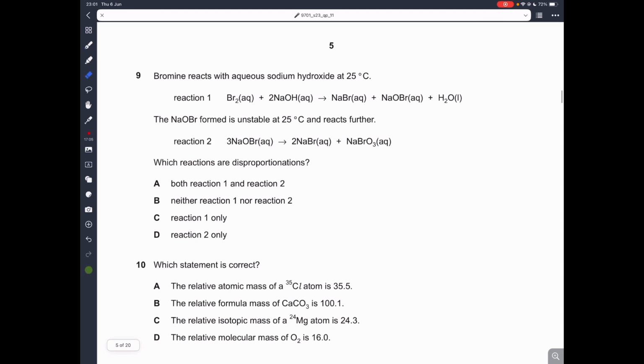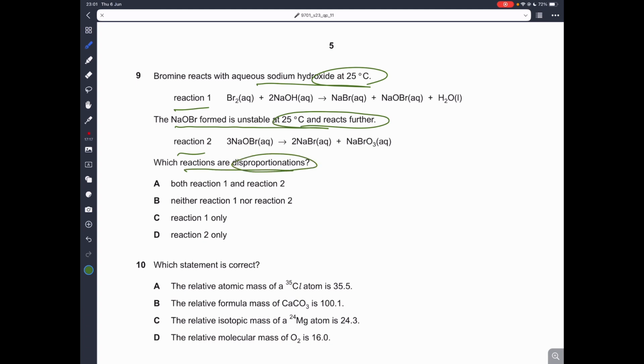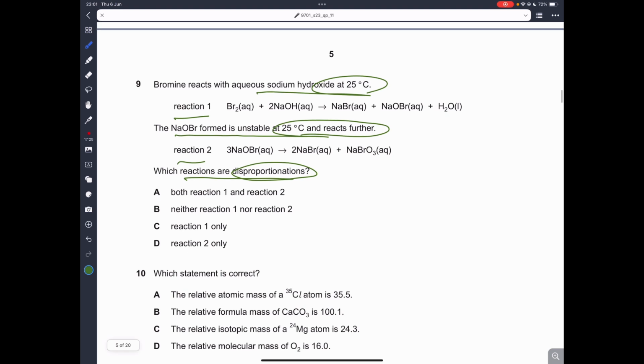Question number 9. Bromine reacts with sodium hydroxide at 25 degrees Celsius, reaction 1, reaction 2. The NaOBr formed is unstable at 25 degrees Celsius and reacts further. Which reactions are disproportionation? This is very similar to the experiment in your syllabus with chlorine and sodium hydroxide. In this case, you're just replacing chlorine with bromine. Everything stays the same.